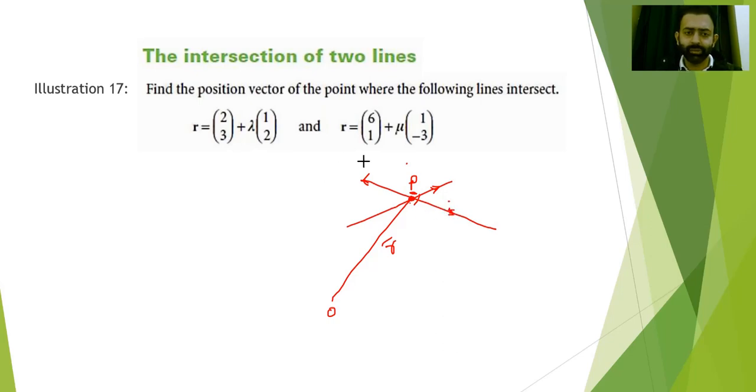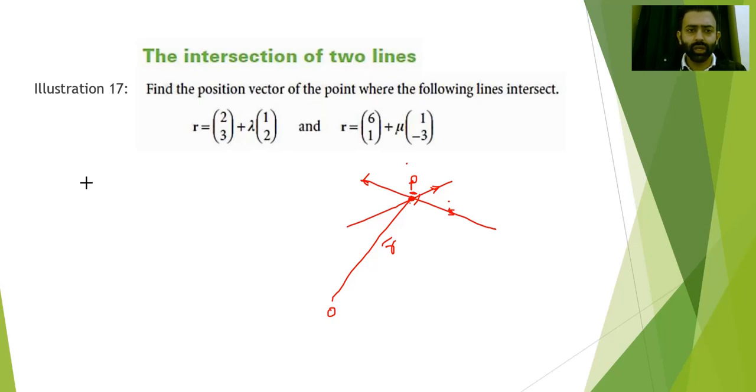That means I can equate the position vectors of these two, and from solving them you will find the values of lambda and mu, meaning for what values of lambda and mu these two are the same position vector. We have to find those values of lambda and mu, and putting those values back into the equation, you will find the position vector of the required point of intersection.